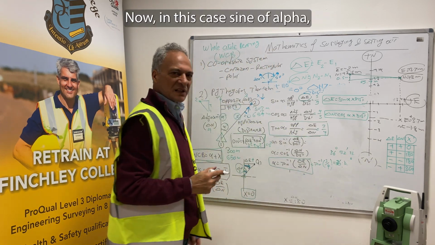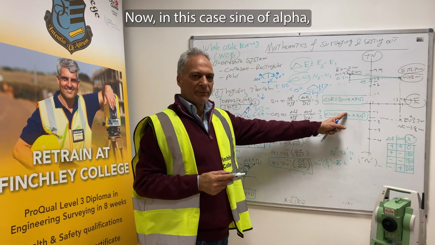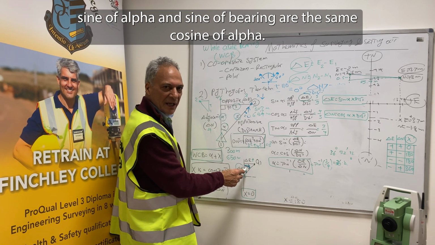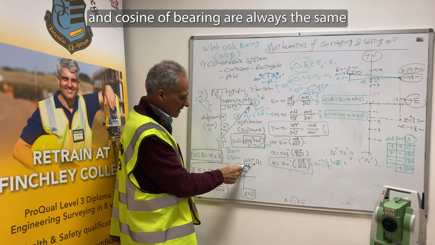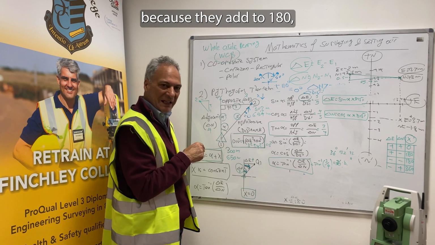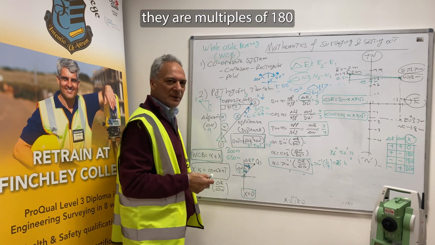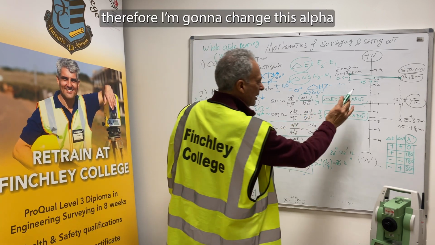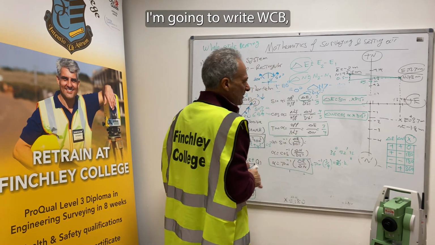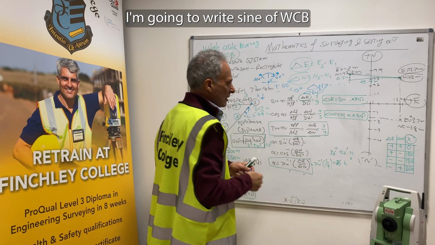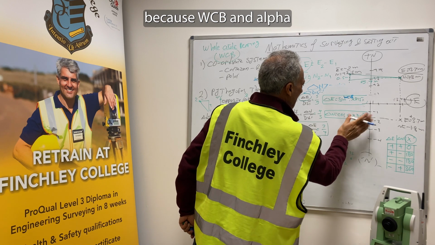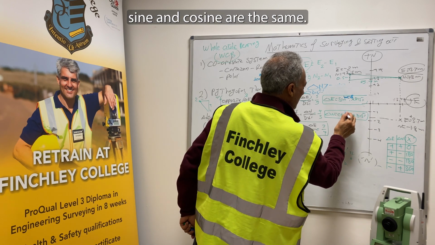Now, in this case, sine of alpha and sine of bearing are the same. Cos of alpha and cos of bearing are always the same because they add to 180. They are multiples of 180. Therefore, I'm going to change this alpha and I'm going to write WCB. I'm going to write sine of WCB because WCB and alpha, sine and cos are the same.